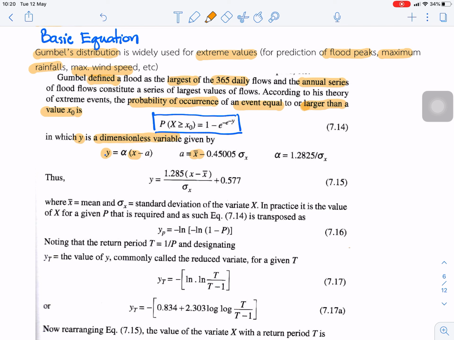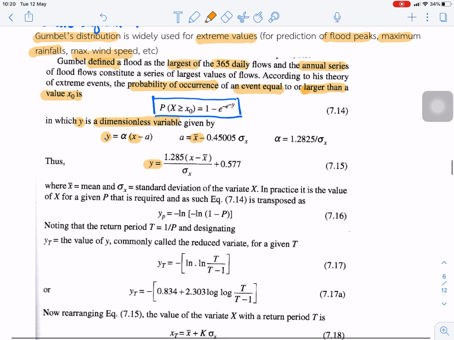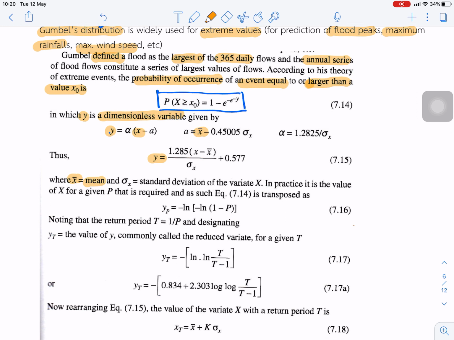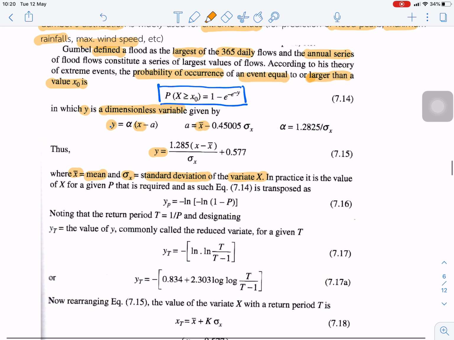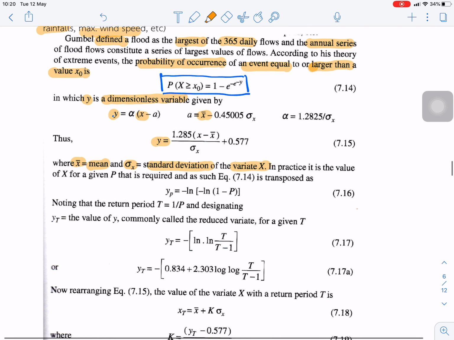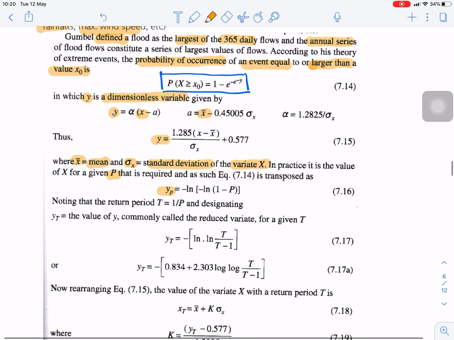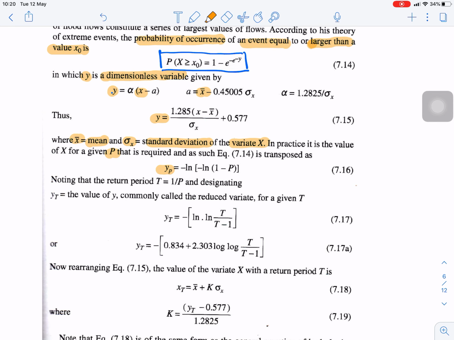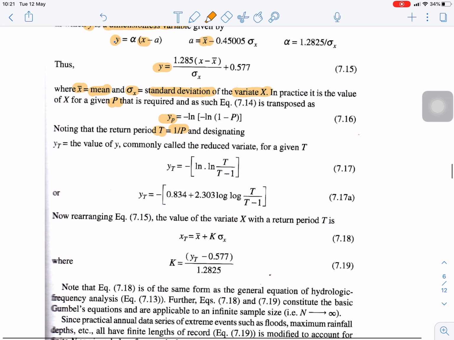Here x bar is the mean and sigma x is the standard deviation of the variate x. In practice, y p is the value for a given probability p. So if we know the probability, we can estimate y p, and the reverse of p is the return period. So from the return period we can estimate y t.